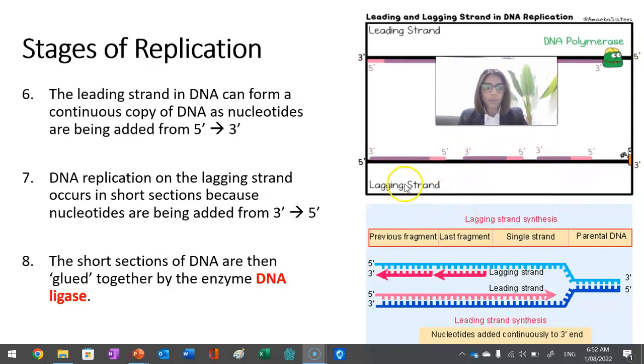Now, in order to make a continuous strand of DNA, the fragments have to be glued together by the enzyme DNA ligase. So again, in this cartoon picture down here, we have our seamless leading strand copying from 5' to 3', and we have our lagging strand copying in small fragments from 3' to 5'.